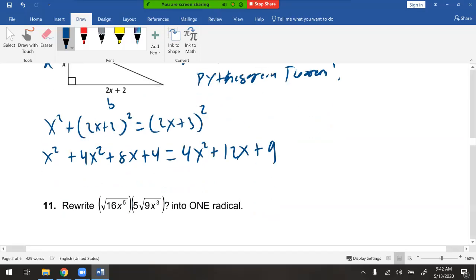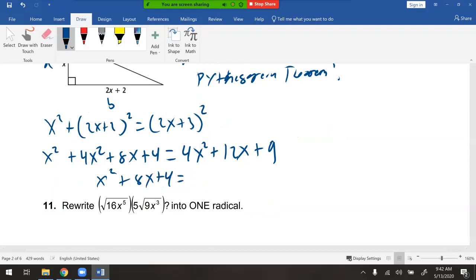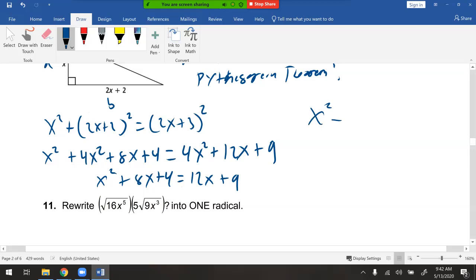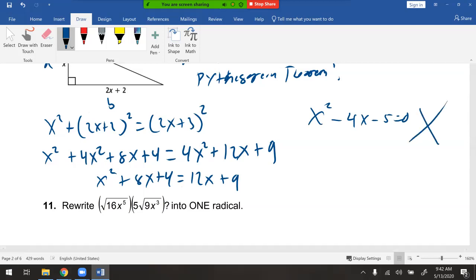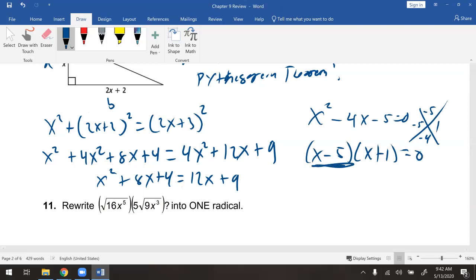If you notice here, the 4x squareds are going to go bye-bye, so now you're left with x squared plus 8x plus 4 equals 12x plus 9. From here, I'm going to move these two terms to the other side to set it equal to 0. So now I've got x squared minus 4x minus 5 equals 0. And guess what? This is factorable, kids. Two numbers that multiply to negative 5 and add to negative 4 are negative 5 and 1. So (x minus 5)(x plus 1) equals 0, and you're only going to take this one.